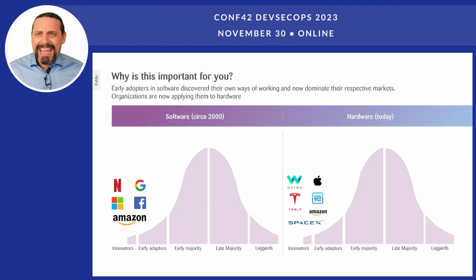So, why should you care about DevOps? Now, in the year 2000, some startups with funny names like Google, Facebook, Amazon, Netflix started to use DevOps practices. Nowadays, they are dominating the market. At the moment, you can clearly see that Tesla, SpaceX, Waymo are also using these techniques to create cyber-physical systems, so systems which have hardware, software, and electronics in them. And I'm pretty sure in 5 years we will see that these companies are dominating the market.